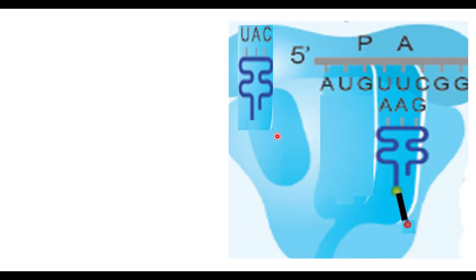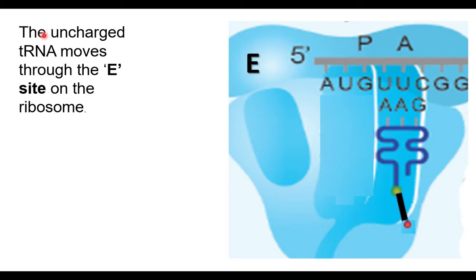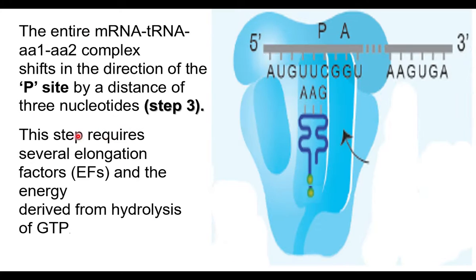The uncharged tRNA leaves. Now what is possible? The tRNA found on the A site can move to the P site so that the third tRNA can come to the A site. The uncharged tRNA moves through the E site on the ribosome. This step requires several elongation factors and the energy derived from hydrolysis of ATP. By using ATP energy and elongation factors, the tRNA escapes.